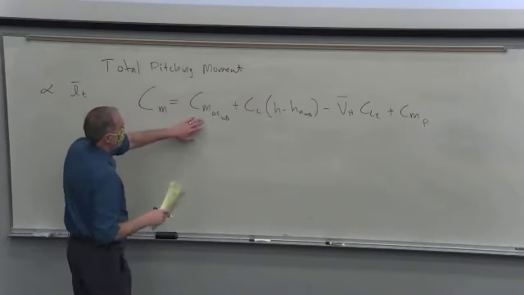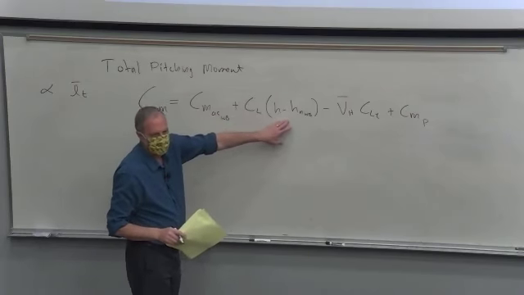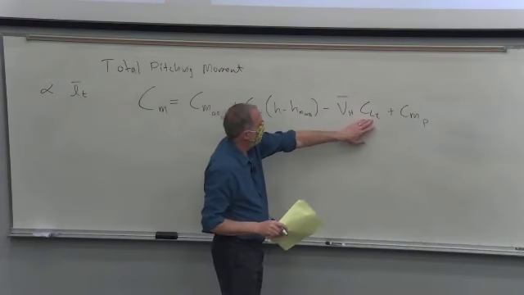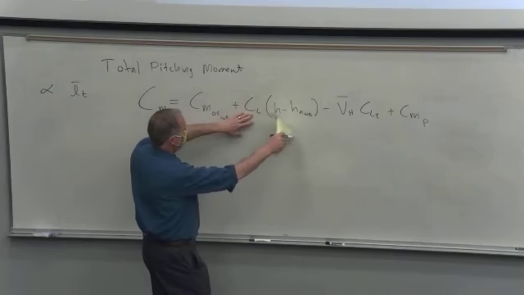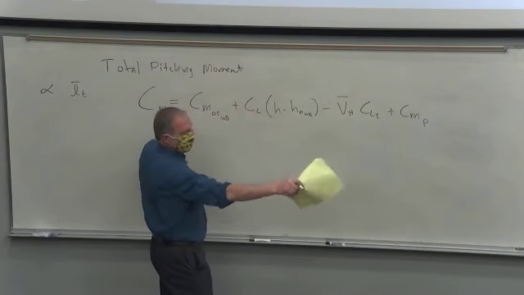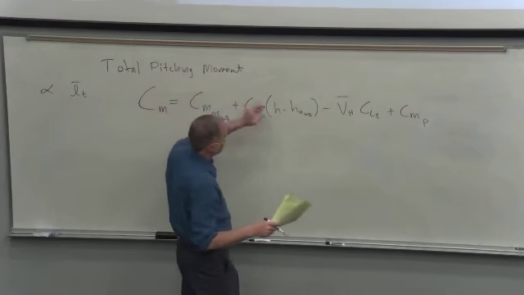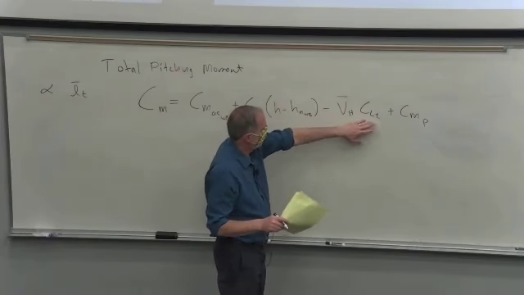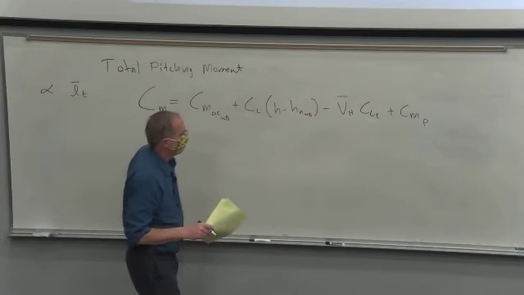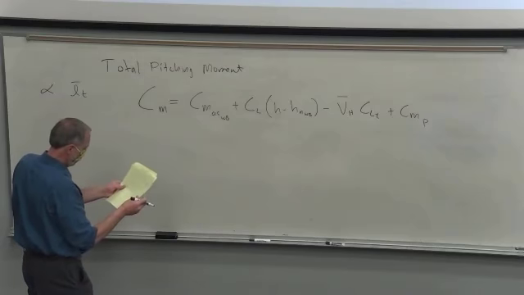looks like this. It's the pure couple of the wing, the lift of the wing times the moment arm, the lift of the tail. Sorry, this is the total lift times this moment arm. Remember, it has that other term because of the LT bar that shifts things. This is the lift of the tail times the moment arm there. And then the propulsion.